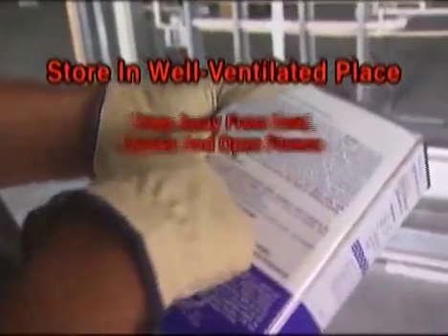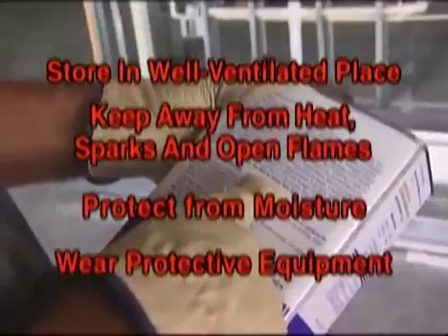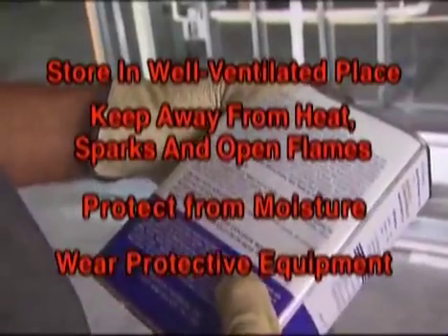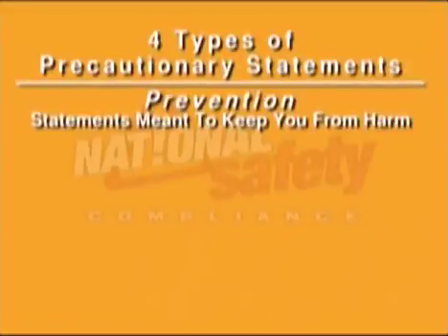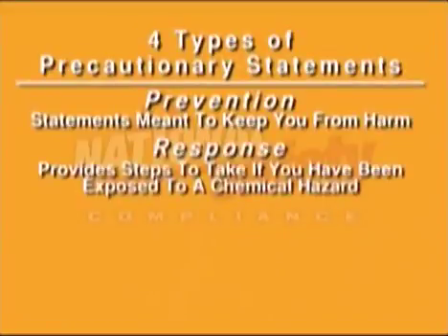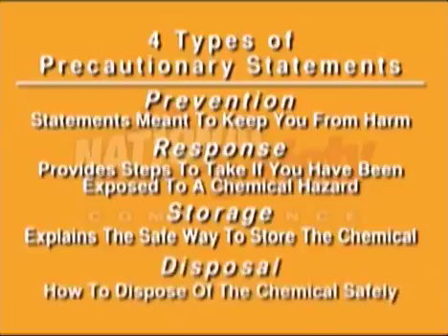Precautionary statement. A phrase describing recommended measures to be taken to minimize or prevent adverse effects resulting from exposure to the hazardous chemical or improper storage or handling. There are 4 types of precautionary statements used on labels. Prevention. Statements meant to keep you from harm. Response. Statements providing steps to take if you have been exposed to a chemical hazard. Storage. Explains the safe way to store the chemical. Disposal. The last statement explains to the employee how to dispose of the chemical safely.